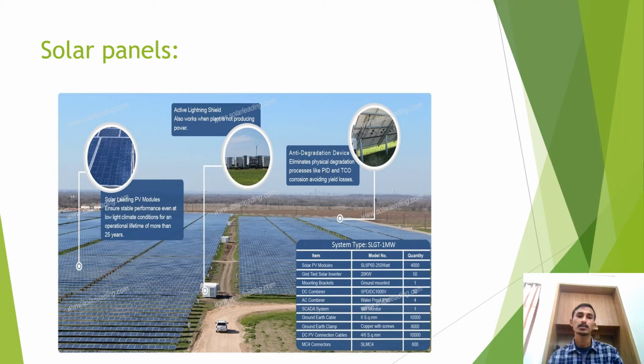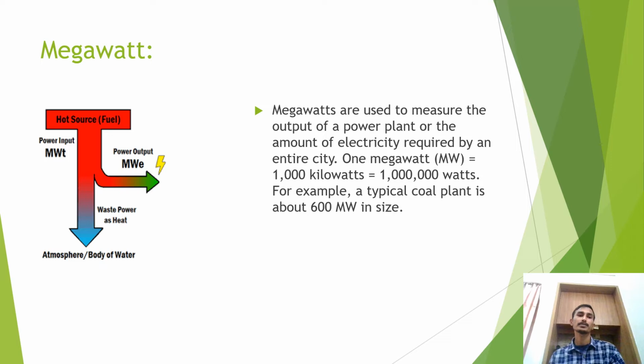Those are: one is solar leading PV module and activate lighting shield and anti-degradation devices. And while we are in the field of solar panels, we want to know the specifications used in the solar panels. Now you can see what is megawatt. Megawatt is used to measure the output of a power plant or the amount of electricity required by an entire city. 1 megawatt equals 1000 kilowatts. For example, a typical core is about 600 megawatts in size.